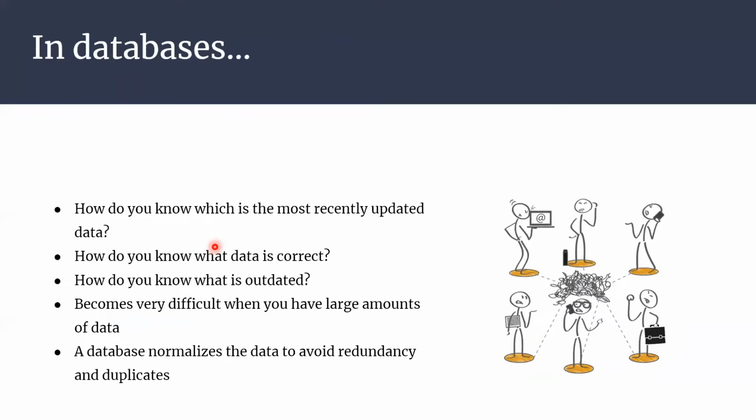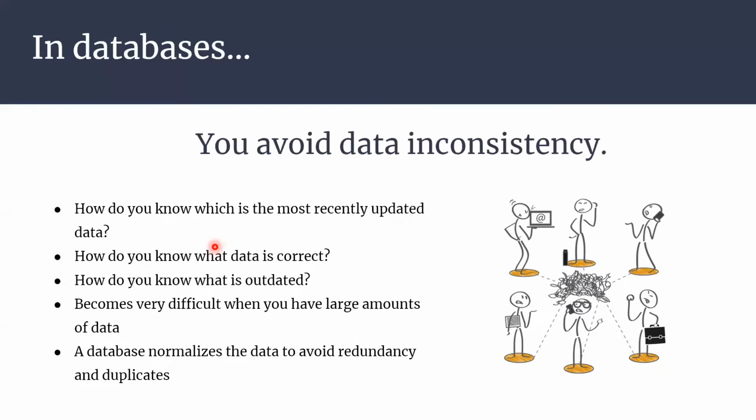So we've identified a problem. How do you know which data is correct and how do you know what is outdated, right? How do you know which is the most recent data? And this problem just gets compounded when you have large amounts of data, when you have many students. What a database does is it normalizes the data, and it basically helps you avoid inconsistencies like this, and it makes sure that you have the same data stored across the board everywhere. So you avoid inconsistencies like this, you avoid duplicates.